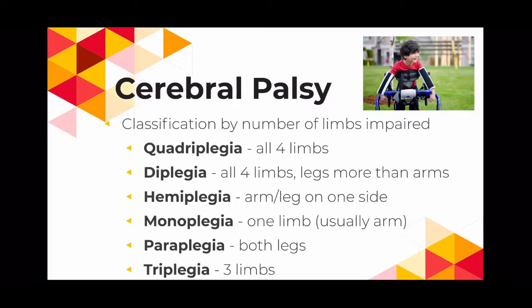The next one is paraplegia, that is paralysis of both legs. And then triplegia is paralysis in 3 of the 4 limbs. So the difference, you might be asking, between diplegia and paraplegia, because obviously it affects both legs, both of those. Diplegia, actually you have some weakness in your arms as well. Paraplegia is just your legs.